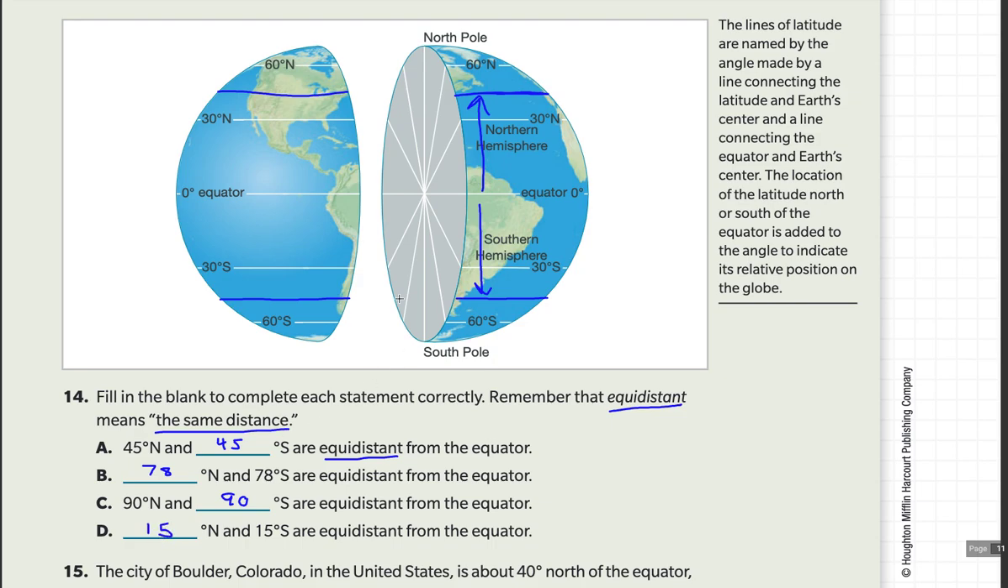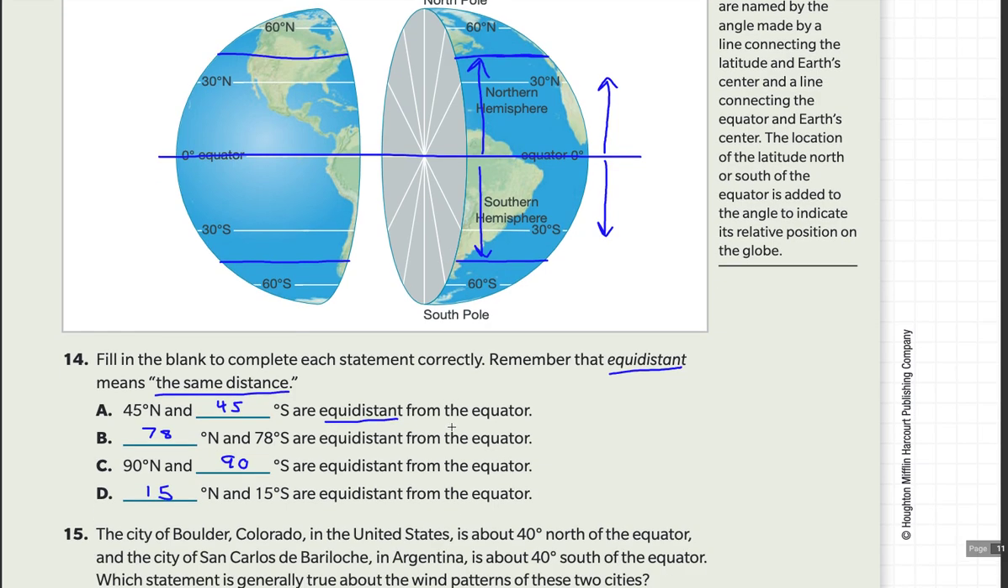So the main point of this is that we measure things going up and down on Earth from the equator, right? From the equator, which is in the center. So if you're saying 30 degrees north, it means you're up 30 degrees from the equator. If you say 30 degrees down or south, it's 30 degrees down from the equator. But both 30 degrees would be the same distance away from the equator.